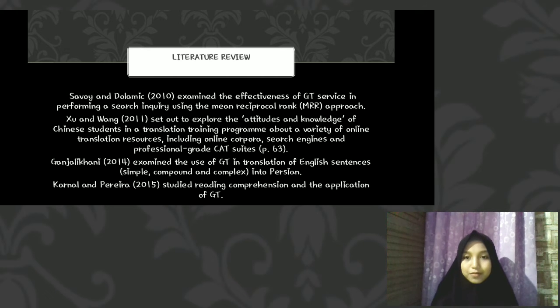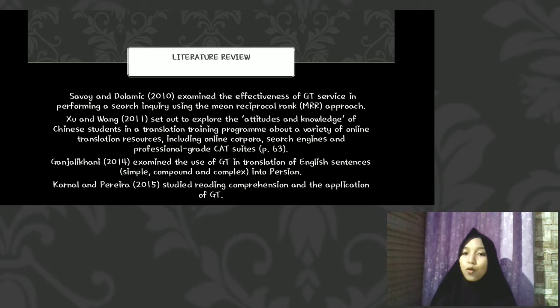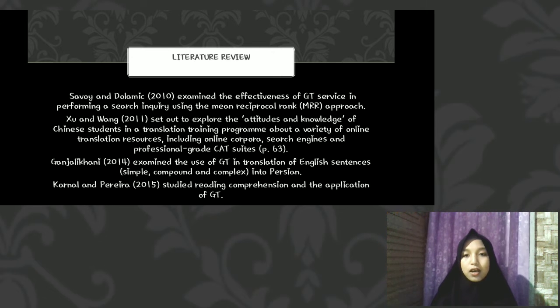curricula. And then the study revealed two key findings. The first is that translation students rely more on electronic resources than non-electronic ones, and that the underlying reason is convenience, not accuracy.